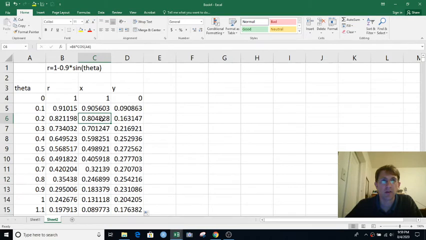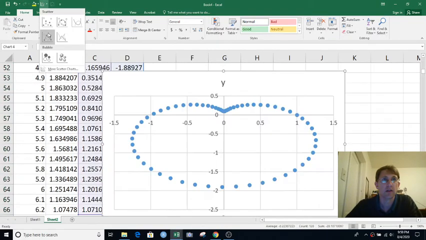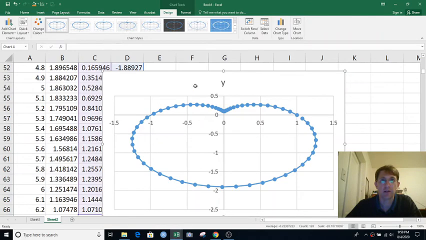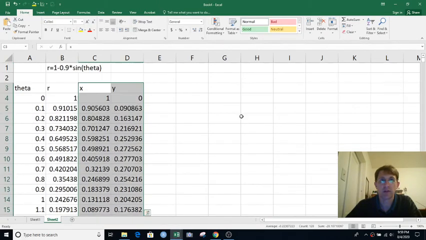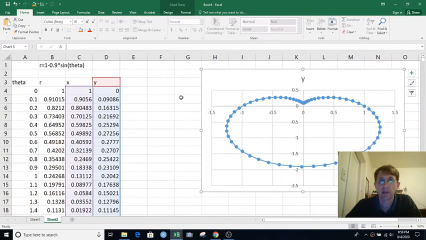And now, here's the trick. What do I want to plot? I want to plot just the x's and y's. So I'm going to highlight all those. And we got the cardioid we'd gotten before. Let me move that on up, put that there. So that worked at least.